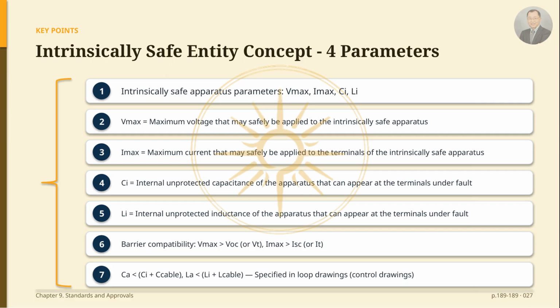Barriers used with intrinsically safe apparatus must satisfy all of the following conditions. Vmax must be greater than Voc or Vt, and Imax must be greater than Isc or It. Additionally, Ca must be less than the sum of Ci and Ccable, and La must be less than the sum of Li and Lcable. All these conditions are noted on the loop schematic, also known as the control drawing.